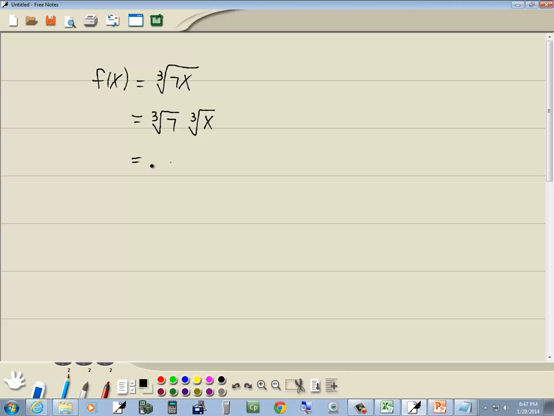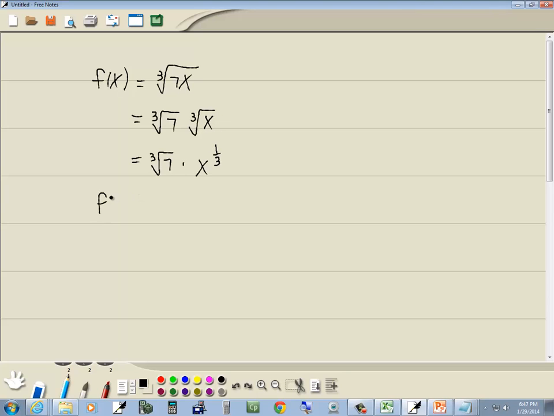Now, the cube root of 7 we don't need to do anything with. We can leave it alone. But this becomes x to the 1/3 power. Whatever number is in this little slot right here, that's your index, goes to your denominator. Whatever power is inside, if there is one, goes up on top. And if there isn't a power, then you put 1 by default.